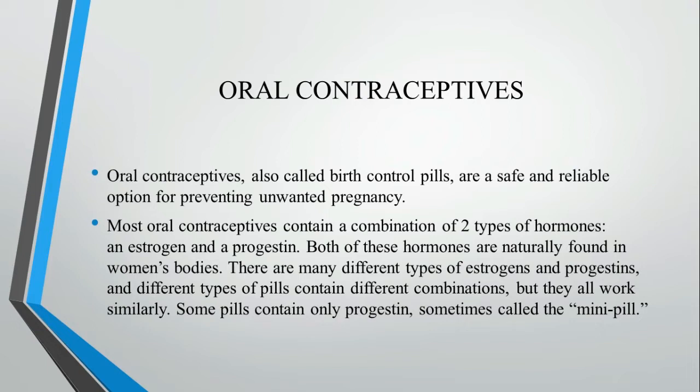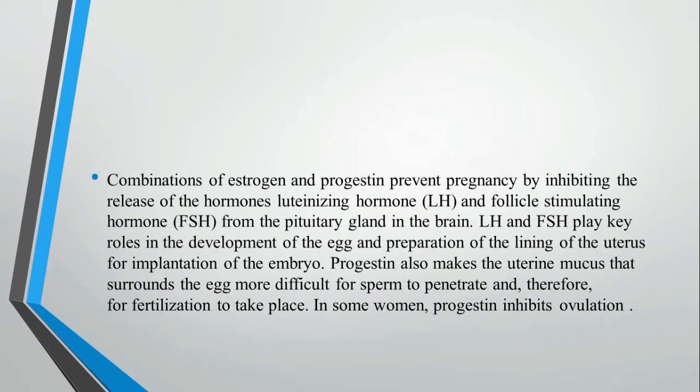There are many different types of estrogen and progestin, and different types of pills contain different combinations, but they all work similarly. Some pills contain only progestin, sometimes called the mini pill. However, a combination of progestin and estrogen prevents pregnancy by inhibiting the release of luteinizing hormone and follicle-stimulating hormone from the pituitary gland in the brain.